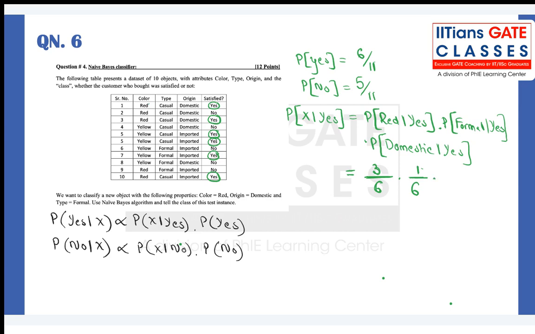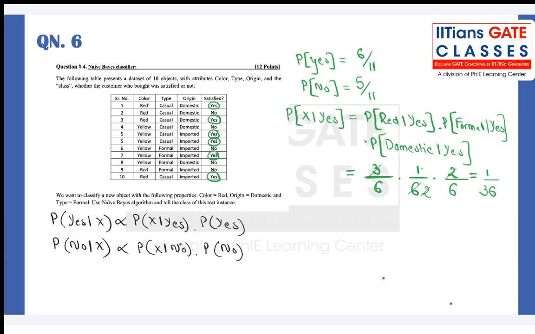Out of these 6 yeses, how many have an origin of domestic? If you look carefully, 1, 2, only 2 have. So 2 by 6. And then you may also calculate, and so this you will get as 3, 2, 2, 1 by 36.